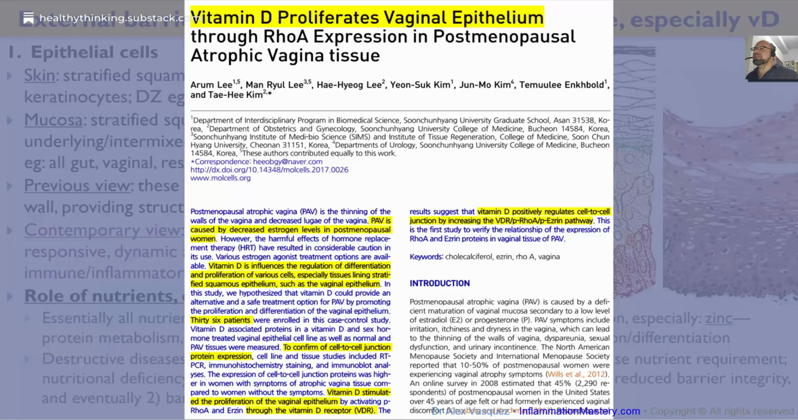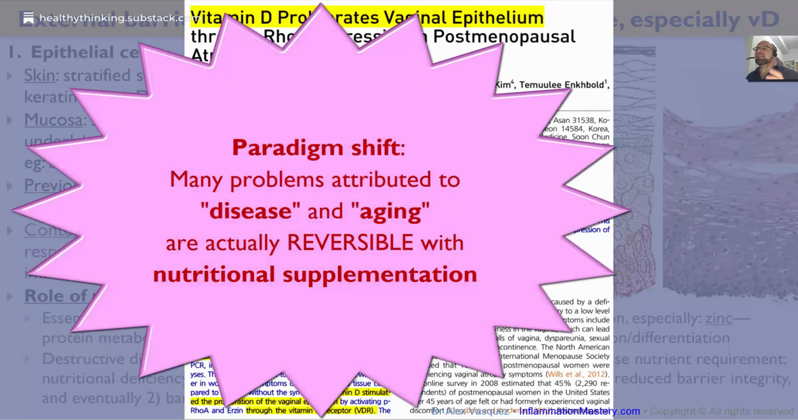Now let's look at some specific information related to vitamin D. In this article from 2017, we see that vitamin D helps proliferate vaginal epithelium in postmenopausal atrophic vaginal tissue. So I'll start here, as I usually do, by looking at some of the highlights from this article talking about postmenopausal vaginal atrophy. This is typically thought of as being caused by reduced estrogen levels in postmenopausal women, but what they start to do in this article is kind of shift that paradigm and say, hey, maybe it's not just estrogen deficiency, but maybe it's also vitamin D deficiency.